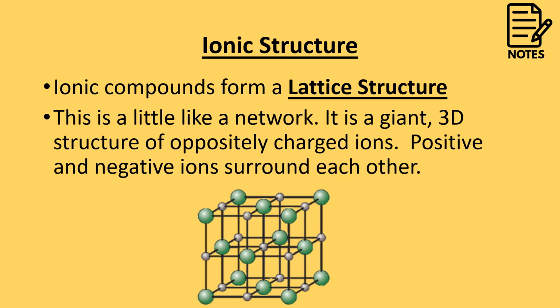But for National 5 chemistry, all we're really interested in is the idea that they form something called a lattice structure. Now, a lattice structure is a bit like a network. It is one giant three-dimensional structure where you've got oppositely charged ions. What we mean by that is that positive and negative ions surround each other. So if you imagine the green being a negative ion and the silver being a positive ion, it's green, silver, green, and then green, silver, green, always connected to the one of their opposite charge. So that's a lattice structure for an ionic compound.